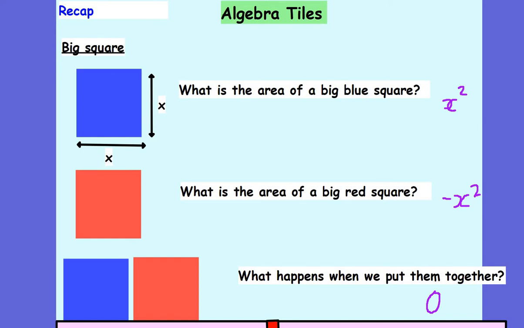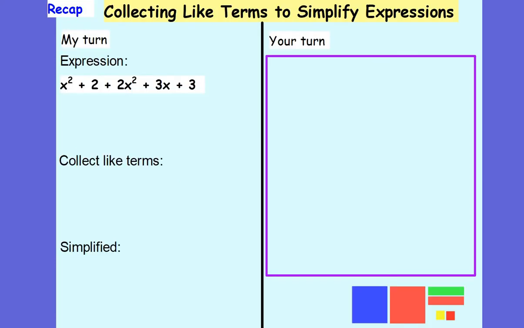Let's put all those different algebra tiles together. I'm going to model this expression on the left side of the board. I've got x squared plus 2 plus 2x squared plus 3x plus 3. Evie, which tile do I need to model x squared? A blue one, brilliant, thanks Evie. Blake, what do I need for positive 2? Fantastic, 2 yellow squares, very wise.